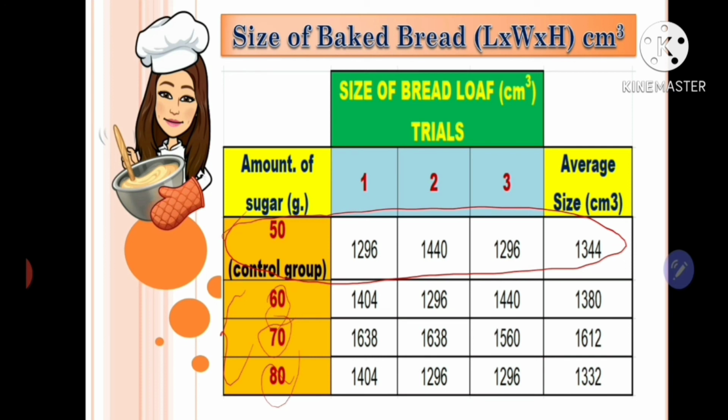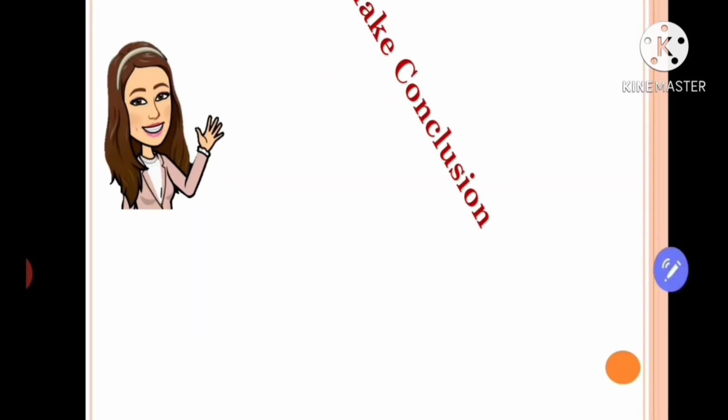So how will we interpret this one? When Jungkook used 60 grams of sugar after three trials, he came up with 1,380 cubic centimeters as the average size of the loaf bread. When he used 70 grams of sugar, he came up with 1,612 cubic centimeters height of the loaf bread. And if he used 80 grams of sugar, he came up with 1,332 height of the loaf bread. In the control group, for 50 grams of sugar, Jungkook came up with 1,344 cubic centimeters as the height of his bread loaf.